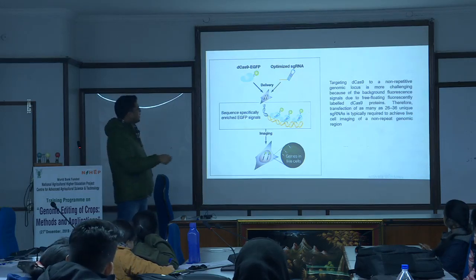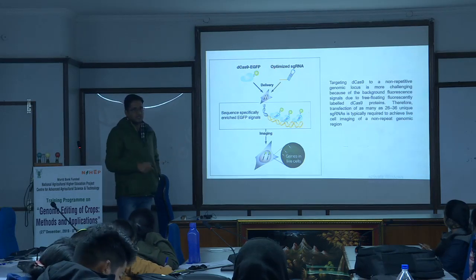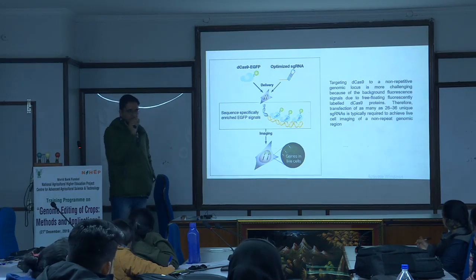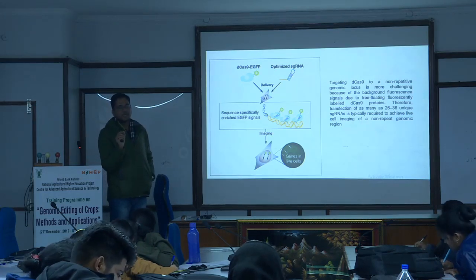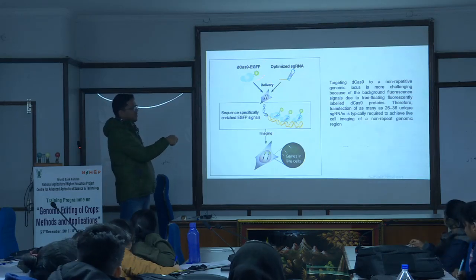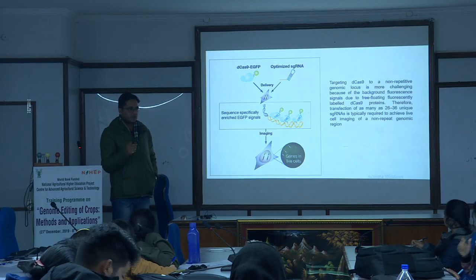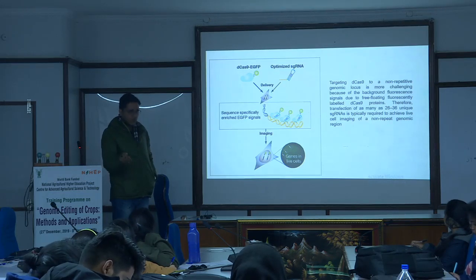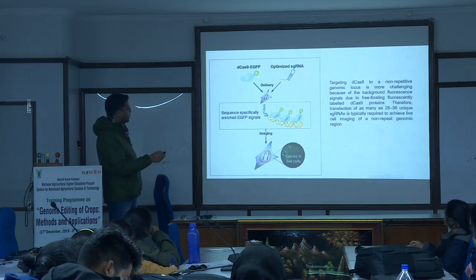But the thing is that only one GFP won't be sufficient. At a particular target, how many gRNAs can bind? Only one can bind. But the fluorescence emanating from this GFP won't be sufficient to be captured even by a very good, high quality microscope. Okay. So what to do?